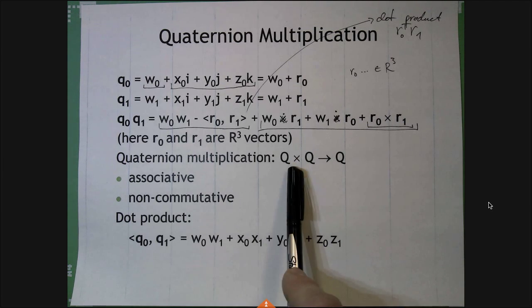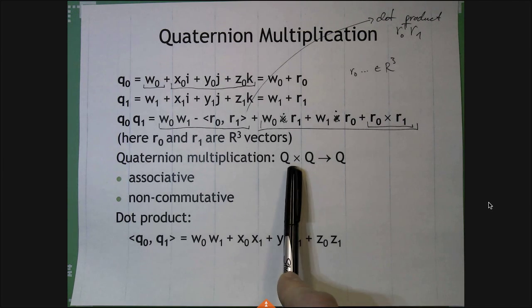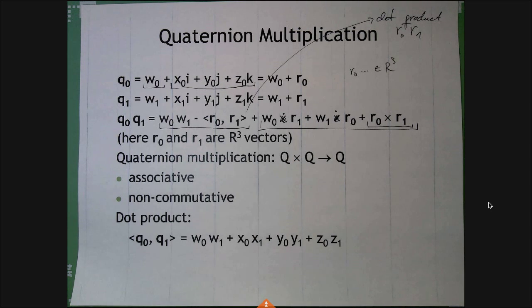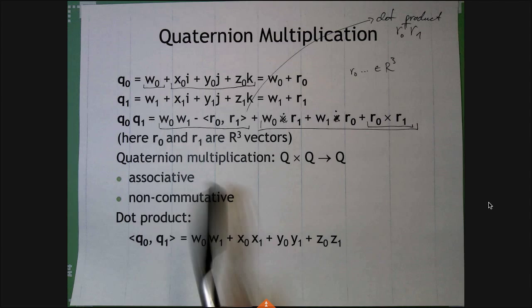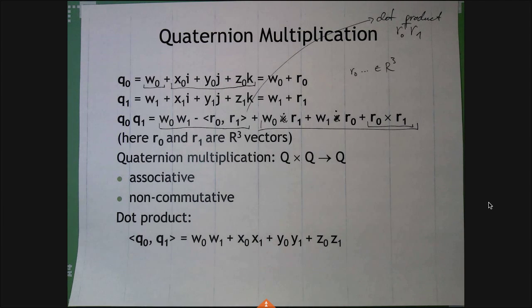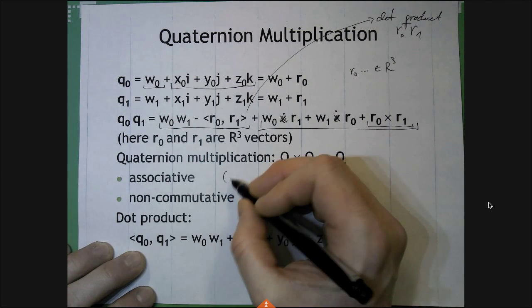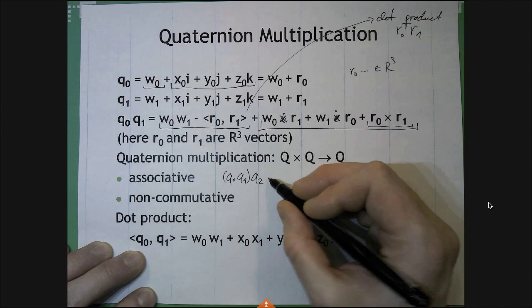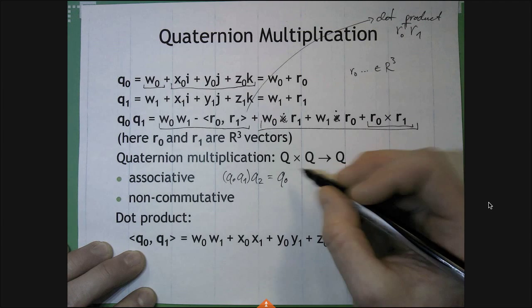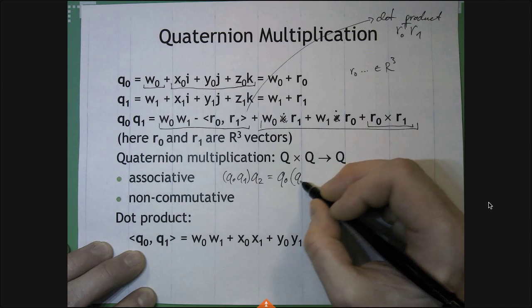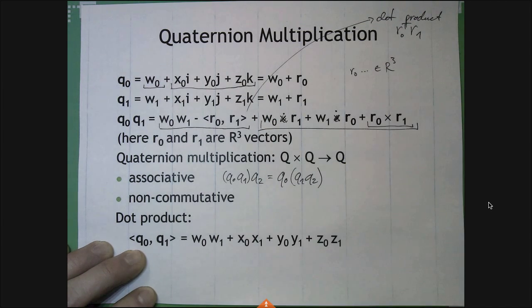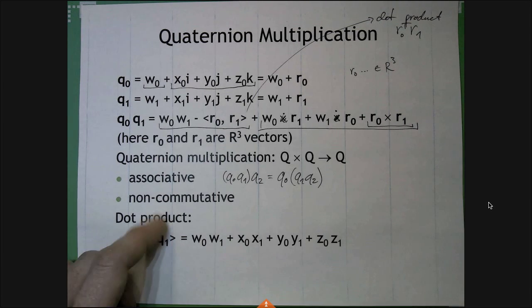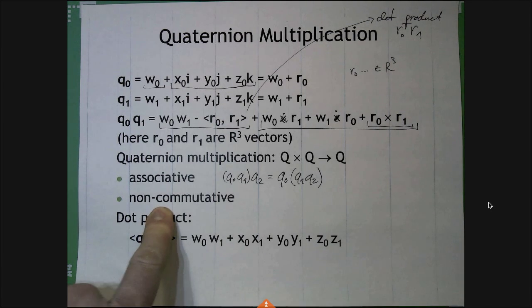So quaternion multiplication, that's what makes it an algebra. That's what actually makes it different from some arbitrarily defined operation. One important property is that it's associative. In case you don't remember what that means, if I do first Q0 and Q1 and then multiply with Q2, I'll get exactly the same thing as if I do first Q0 and then Q1 and Q2. That's associativity.